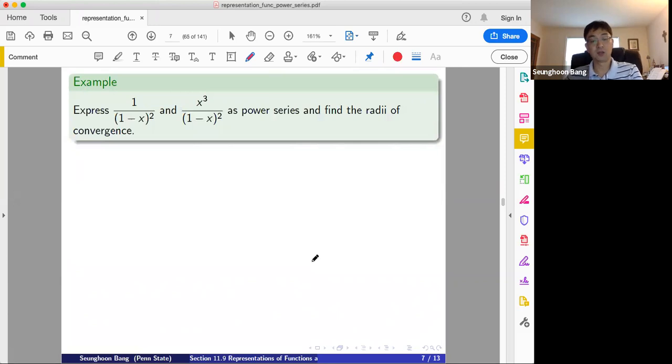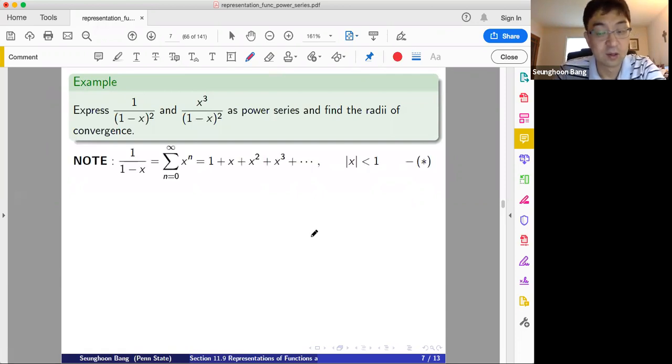So we think about this one. How can you solve this problem? Do you have any idea for solving this problem? How can you find this one? We can use the geometric series. 1 over 1 minus x is summation from n equal to 0 to infinity of x to the power n. So we have it. Next, you can take the derivative of both sides.